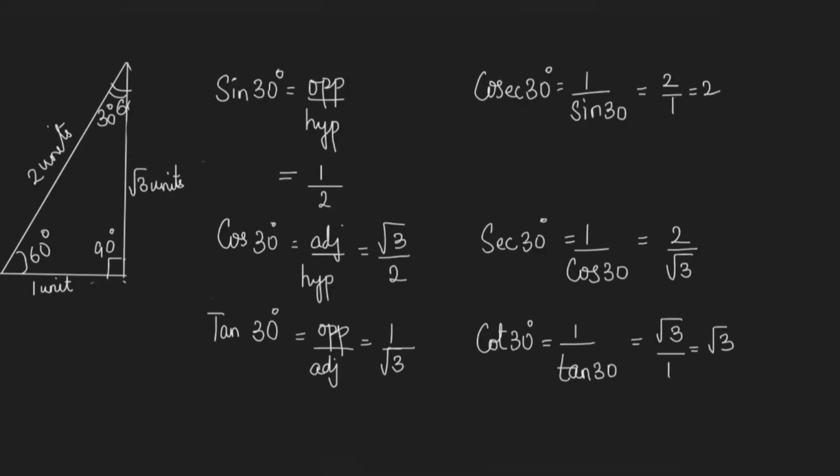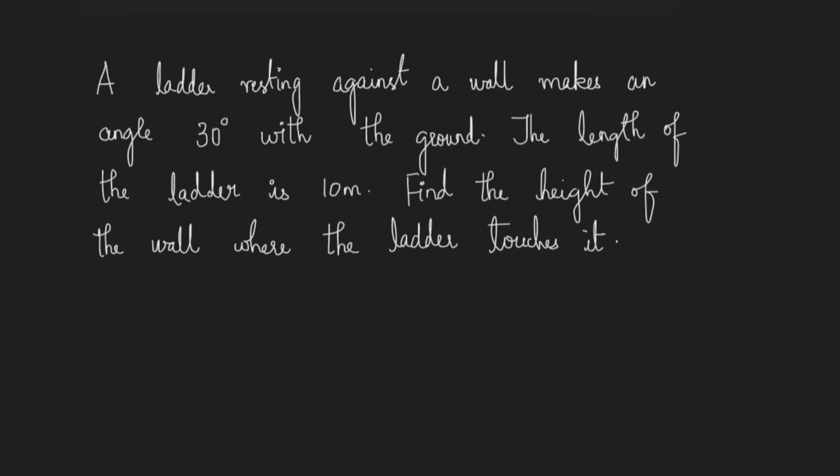Now since we are done with finding all the trigonometric ratios with 30 degrees angle, now let's take a problem based on this. So the question is, a ladder resting against a wall makes an angle 30 degrees with the ground. The length of the ladder is 10 meters. You have to find the height of the wall where the ladder touches it.